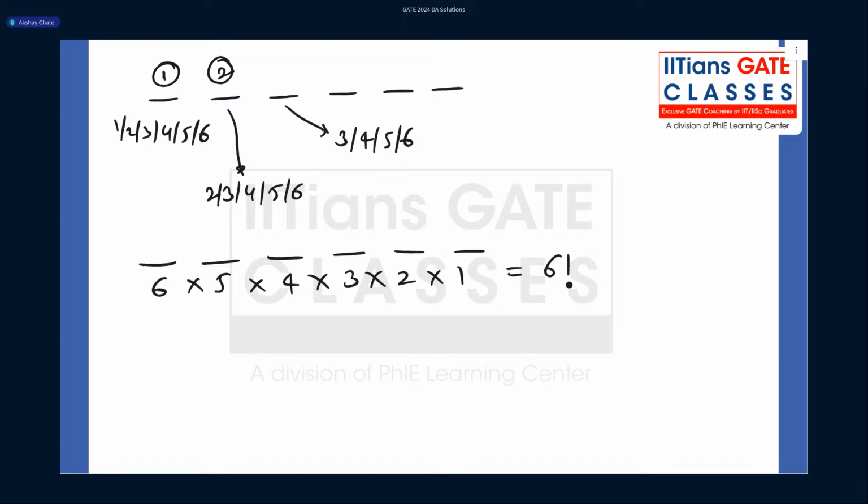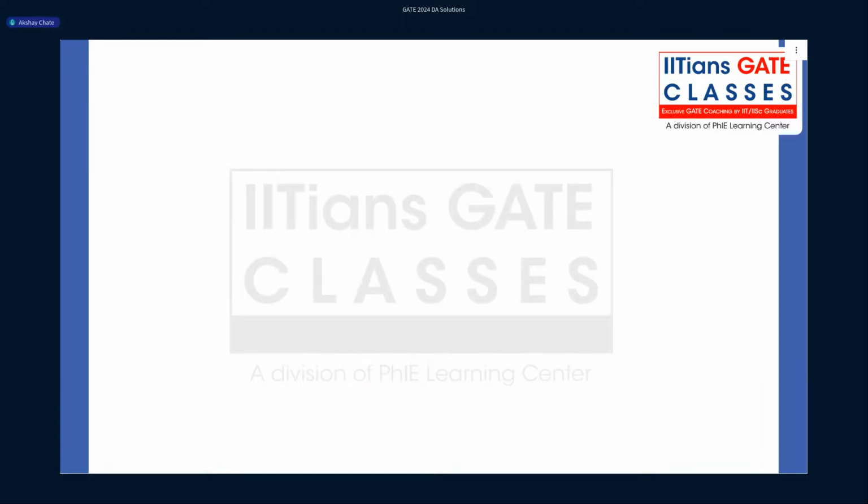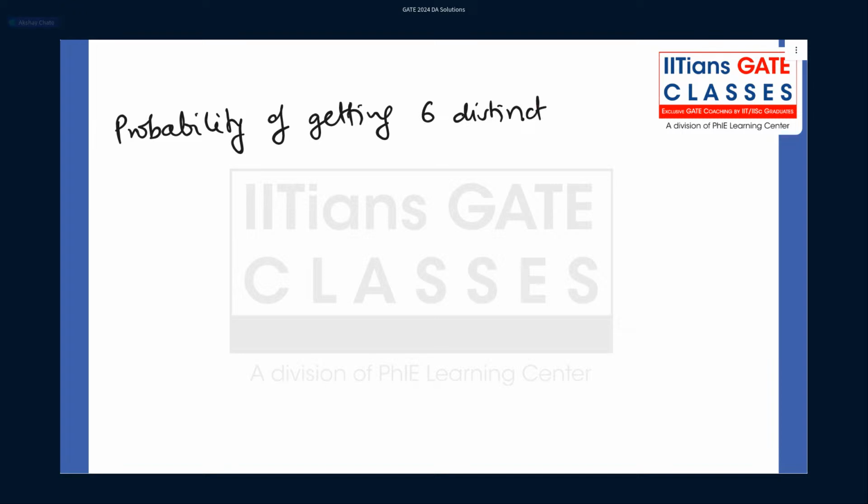Then what is the total number of possible combinations? Now it includes all sorts of combinations. So there will be repetitions, no need for distinct cases. So the first die can have 6 outcomes, the second can also have 6. So all dice will have 6 outcomes, right, independently. And that will be nothing but 6 to the power 6. So that is what we need to find out. So the probability of getting 6 distinct numbers is nothing but 6 factorial divided by 6 to the power 6.